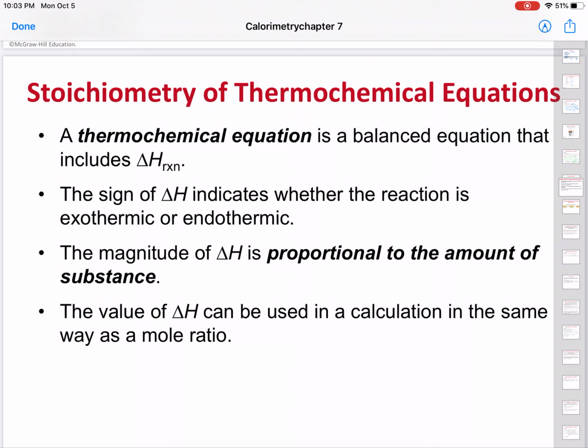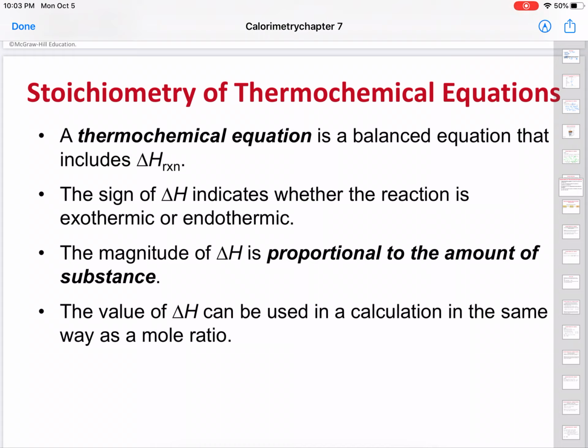A thermochemical equation is a balanced equation that includes the delta H of the reaction. Delta H is the enthalpy that we learned before. So in a thermochemical equation, you have a balanced reaction equation plus the delta H of the reaction. The sign of delta H could be positive or negative. It can tell us whether the reaction is exothermic or endothermic. Remember, for an exothermic reaction delta H is negative, and for an endothermic reaction delta H is positive.